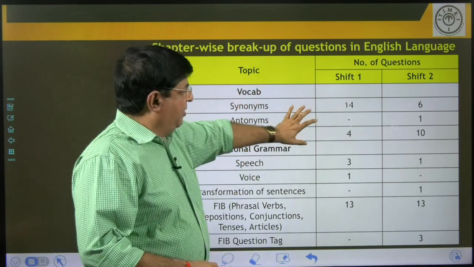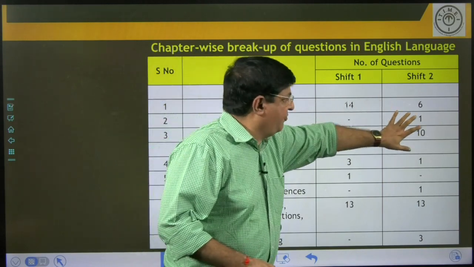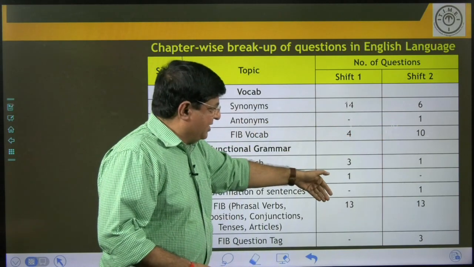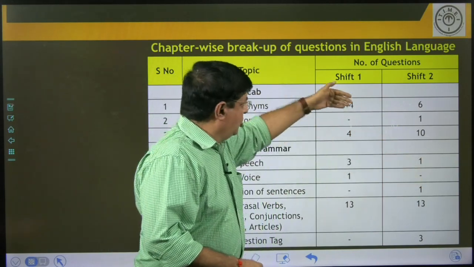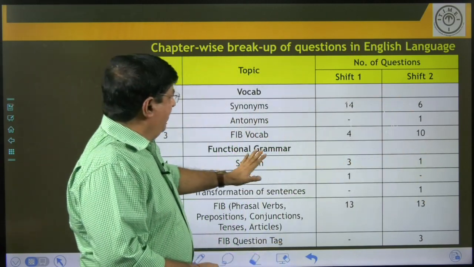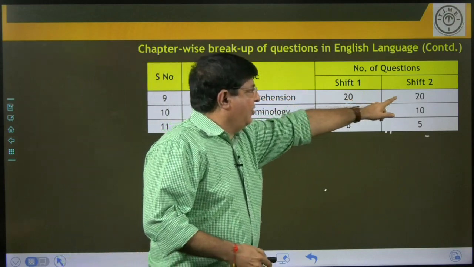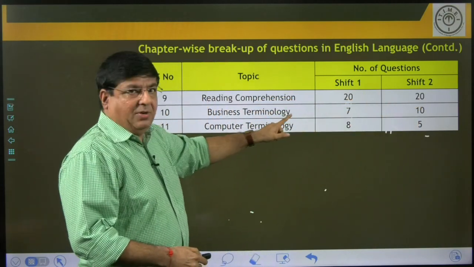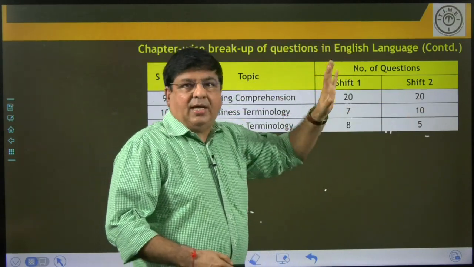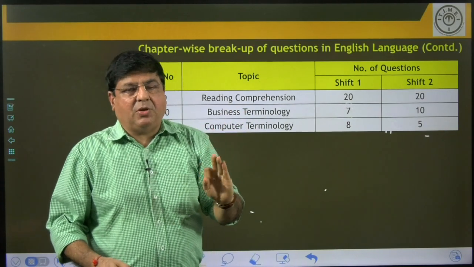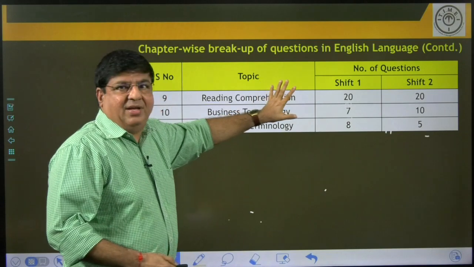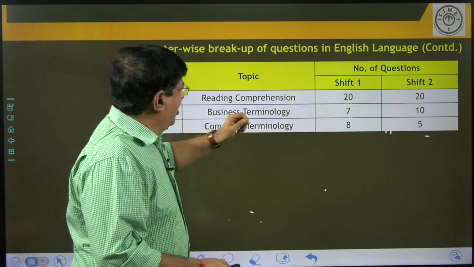Vocabulary plus functional grammar put together 35 in both the shifts. Here vocabulary 18, here vocabulary 17. Shift 1 grammar 17, shift 2 grammar 18. So 18, 17, 17, 18, total 35. Next reading comprehension, 20 questions in each slot. Computer and business terminology, 15 and 15. So in this communication ability section, English, computer terminology, business terminology all put together, the number of questions were 70 questions. Okay.